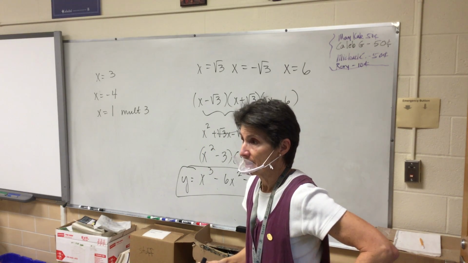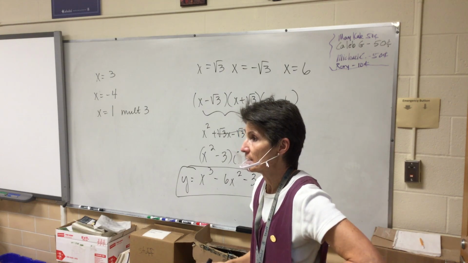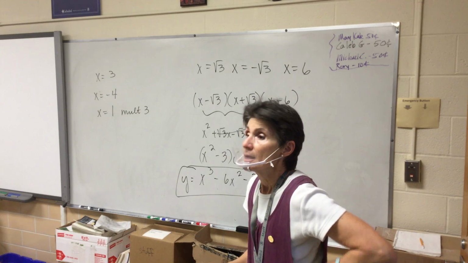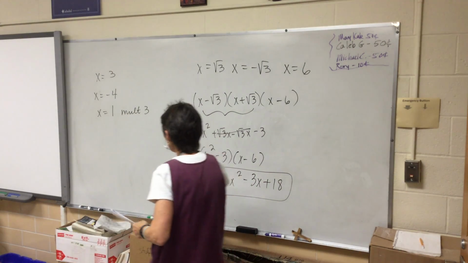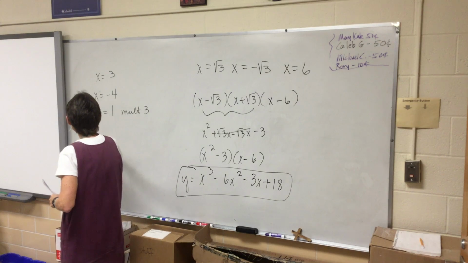What do you think that means? 1 has multiplicity 3. It means it happens 3 times. It's a cubic zero. Caleb, you feeling okay?